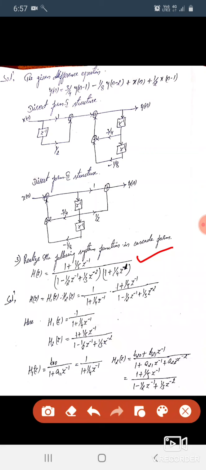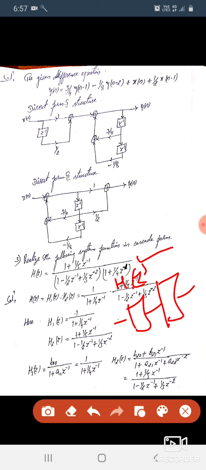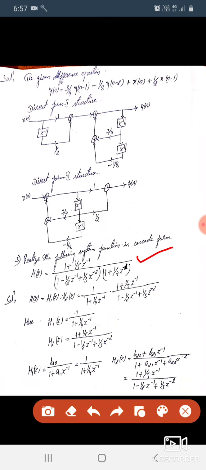Whatever the problem, if it's given in cascade form, first you have to write it in terms of H1 of z and H2 of z. This you can take as H1 of z and another as H2 of z. They are going to be combined like this, it is going to be cascading. The same thing we are going to use here. Due to that, first consider the H of z. Here it is taken as H1 of z into H2 of z.